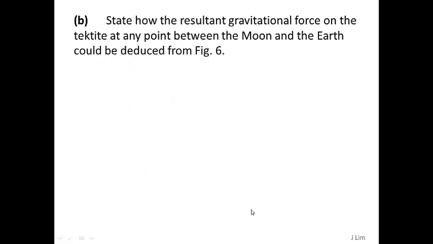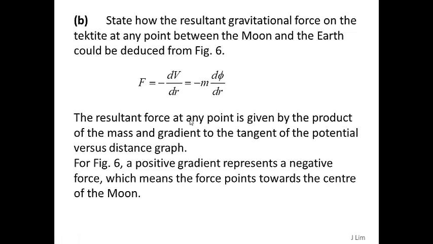State how the resultant gravitational force on the tektite at any point between the Moon and the Earth could be deduced from figure 6. So F equals minus dV/dr, so it's also equal to m dφ/dr, where φ is the gravitational potential. The resultant force at any point is given by the product of the mass and the gradient of the tangent of the potential versus distance graph. So for figure 6, a positive gradient represents a negative force, which means the force points towards the center of the Moon.